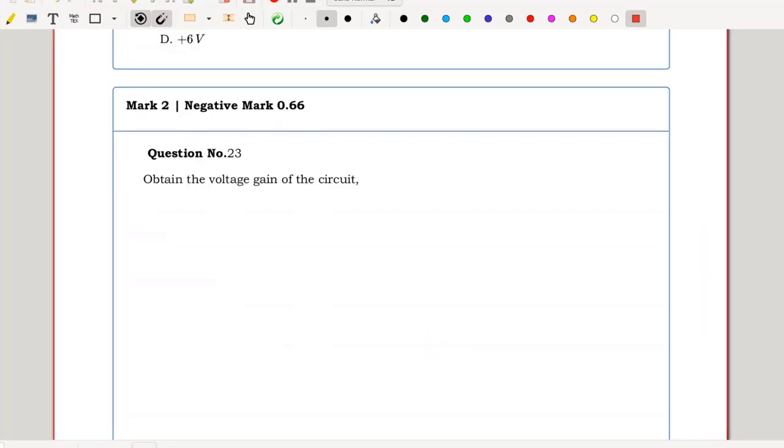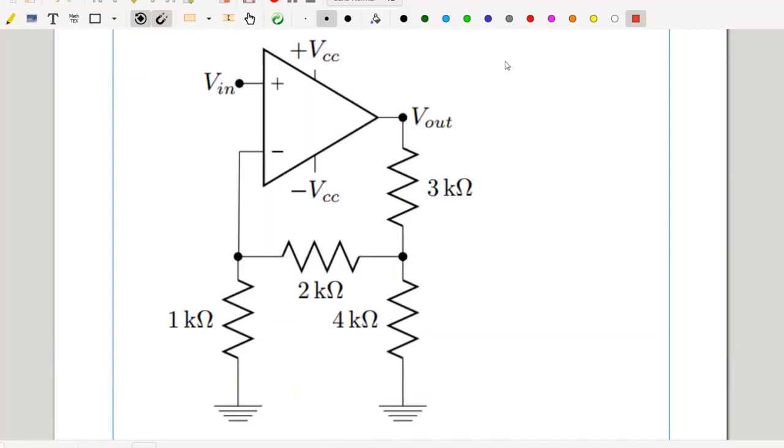Question number 23. Obtain the voltage gain of the circuit. The op-amp is connected in negative feedback mode, hence V plus equal to V minus is valid. That implies this potential will be at V in. Hence this drop is nothing but ±V in. This voltage can be easily identified.